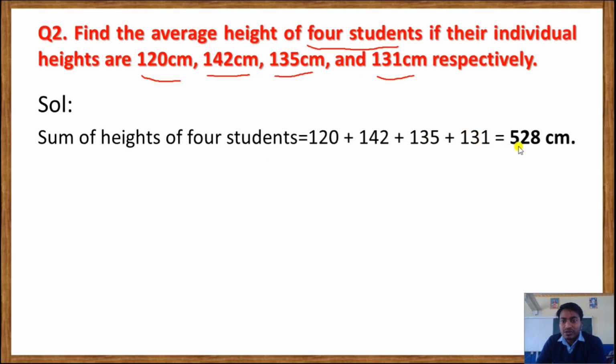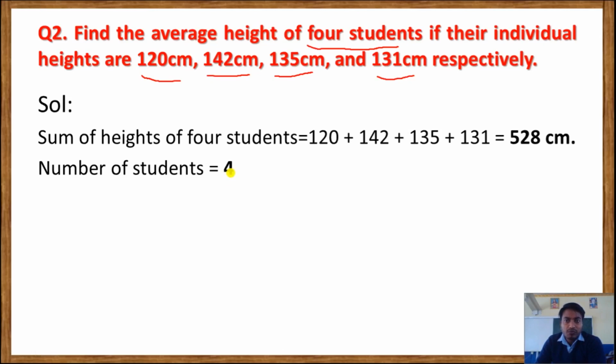When we add, we get 528 centimeter. Now the number of students, or number of observations, is clearly mentioned here, 4 students. You can even count, 1 2 3 4. So the number of observations here is 4.